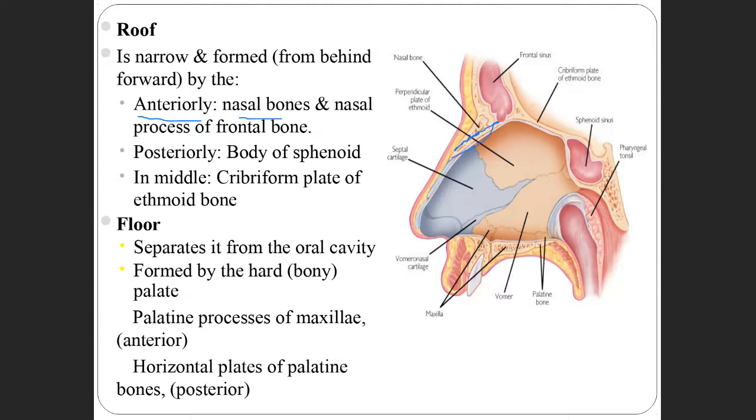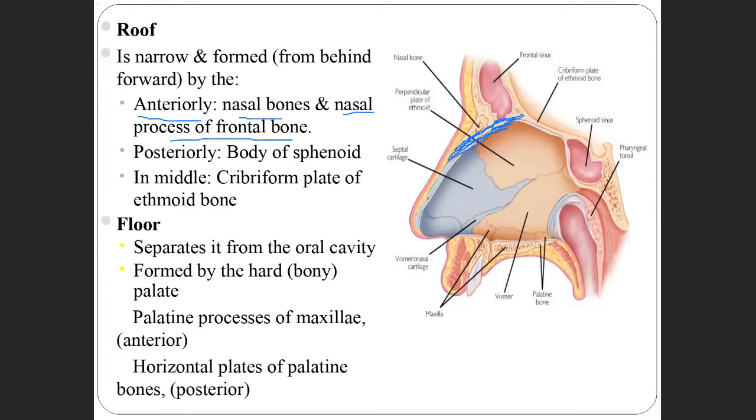And then the nasal process of frontal bone. See here, this part. This is the frontal bone here. So everything is joined here. So one is the nasal bone and the frontal process of nasal bone. Both form the anterior wall.